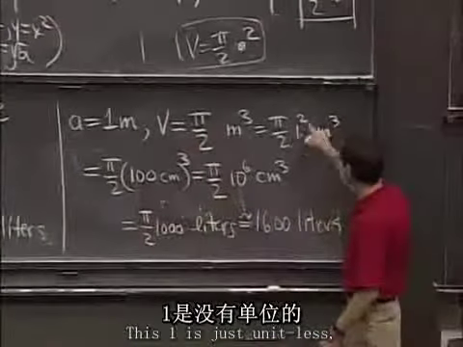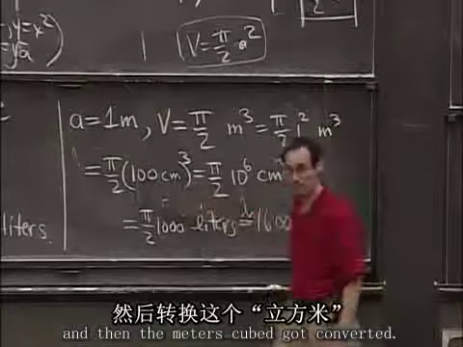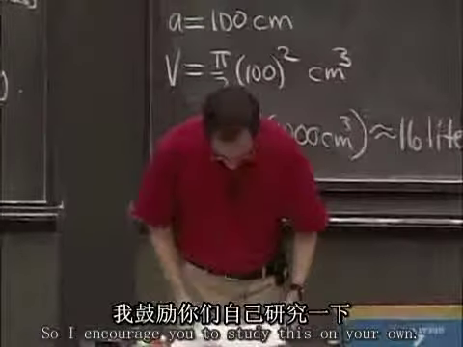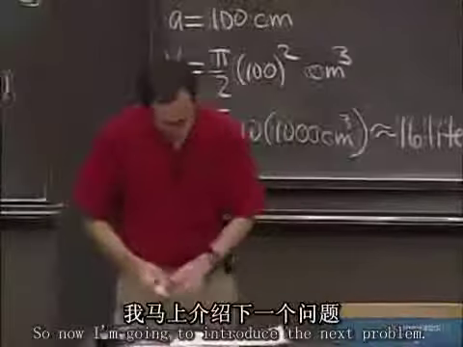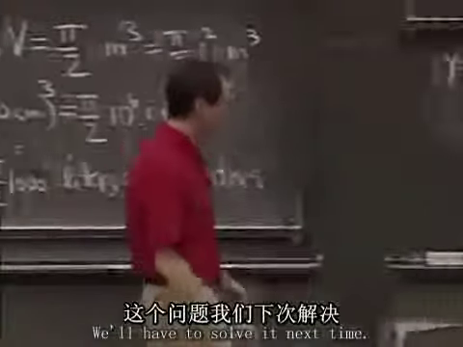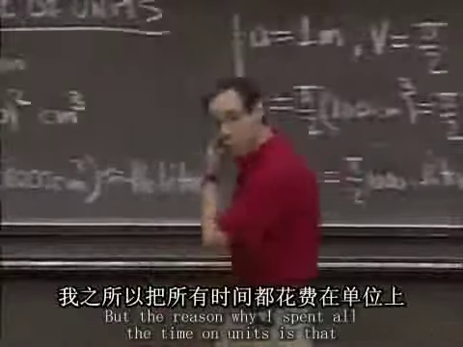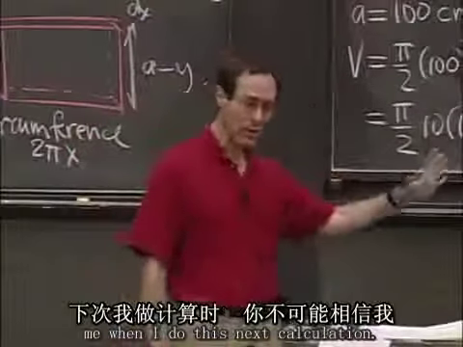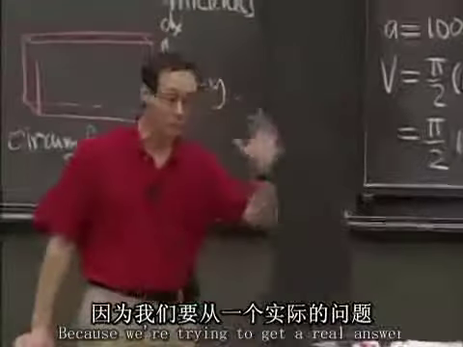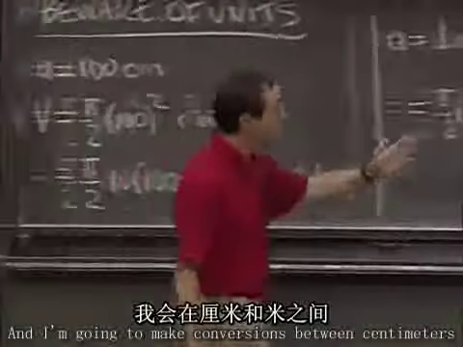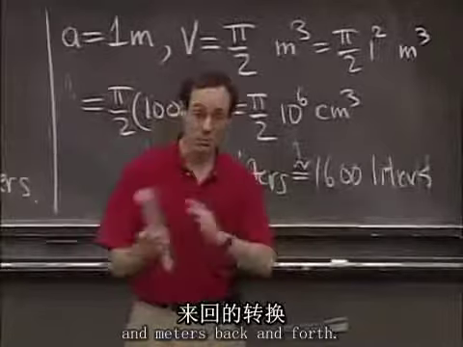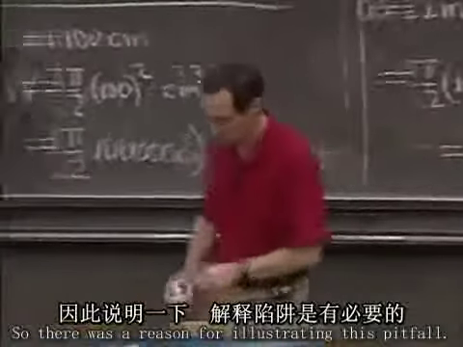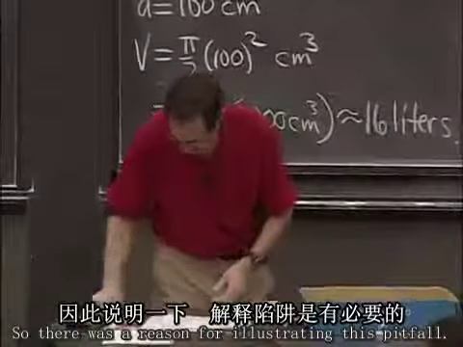This 1 is just unitless, and then the meters cubed got converted. So I encourage you to study this on your own. Now I'm going to introduce the next problem. We'll have to solve it next time. But the reason why I spent all the time on units is that otherwise it would be impossible for you to believe me when I do this next calculation, because we're trying to get a real answer out of a real question. I'm going to make conversions between centimeters and meters back and forth, and we have to get it consistent in order to have the right answer. So there was a reason for illustrating this pitfall.